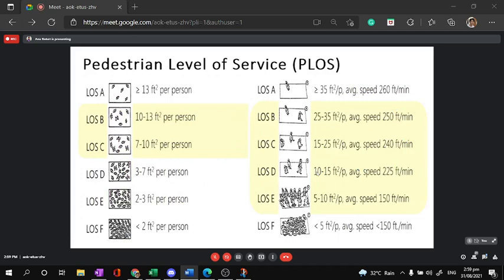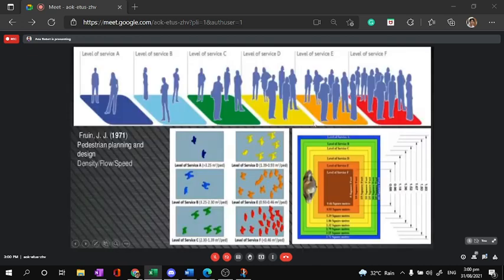So this is how we look at PLOS in terms of speed. At A, the space is 13 square feet. But as we go to F, it is just 2 square feet. It is like two floor tiles of area where you can stand, because it is already a platoon. Many people are in one space. Now, in terms of speed, your speed is about 260 feet per minute at A. But as you go down to F, your space is limited, and the average is only less than 150 feet per minute. So, this is how you look at this in 3D perspective: level of service A and level of service F.